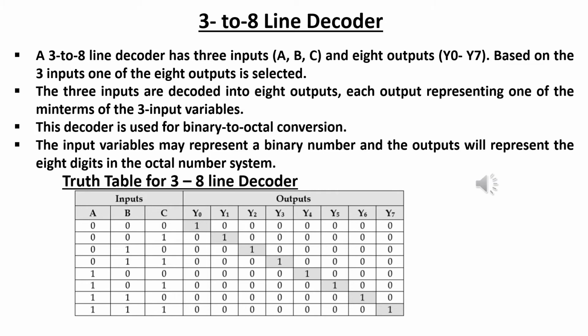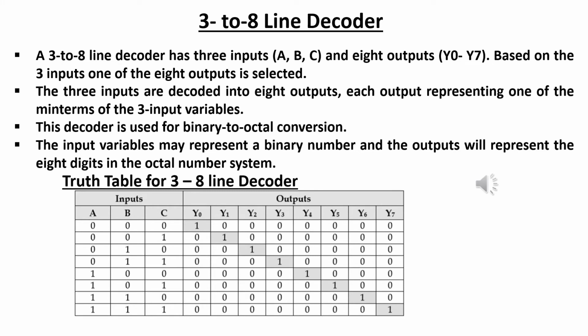The inputs and outputs are given here. We have 3 inputs A, B, C, and the binary combinations for these inputs are considered from 0, 0, 0 to 1, 1, 1, and the outputs are taken from Y0 to Y7. Each output will be activated at a time for the combination of our input binary values. Y0 is activated when A, B, C are equal to 0. Y1 is activated when C is equal to 1. Y2 is activated when B is equal to 1.